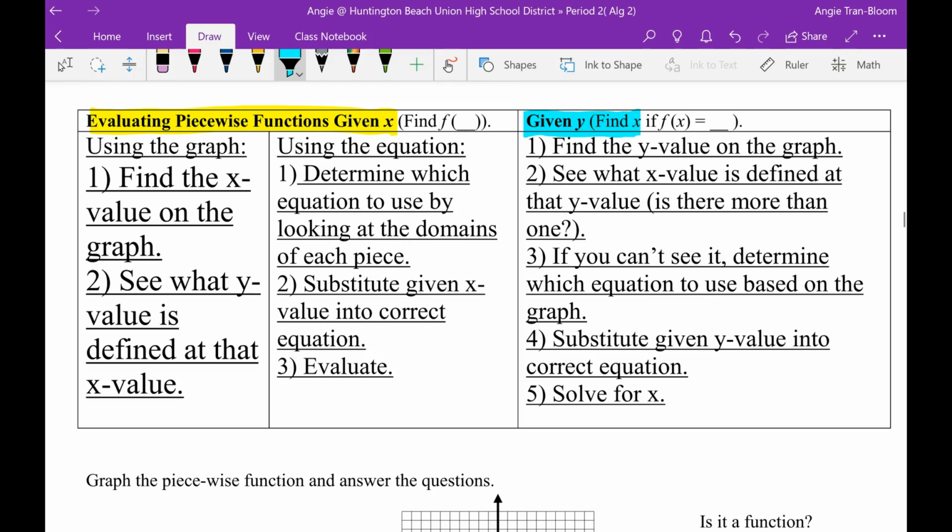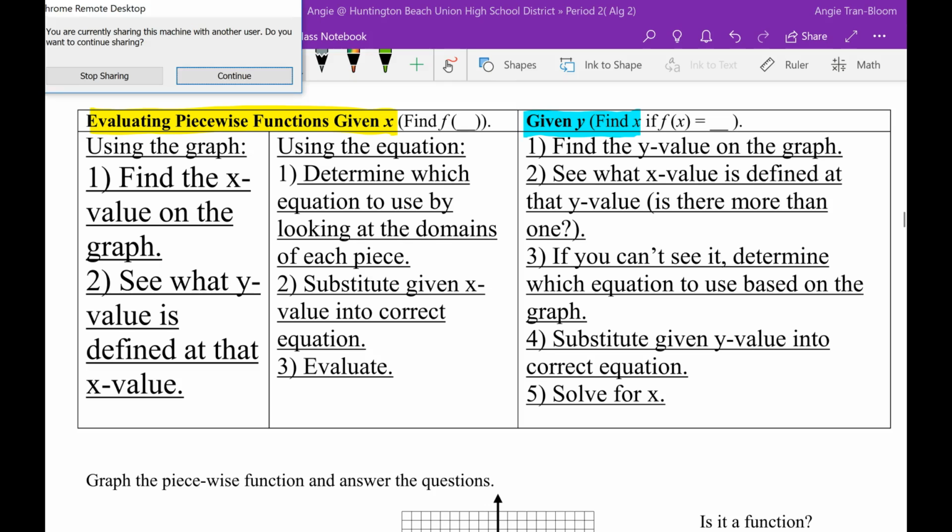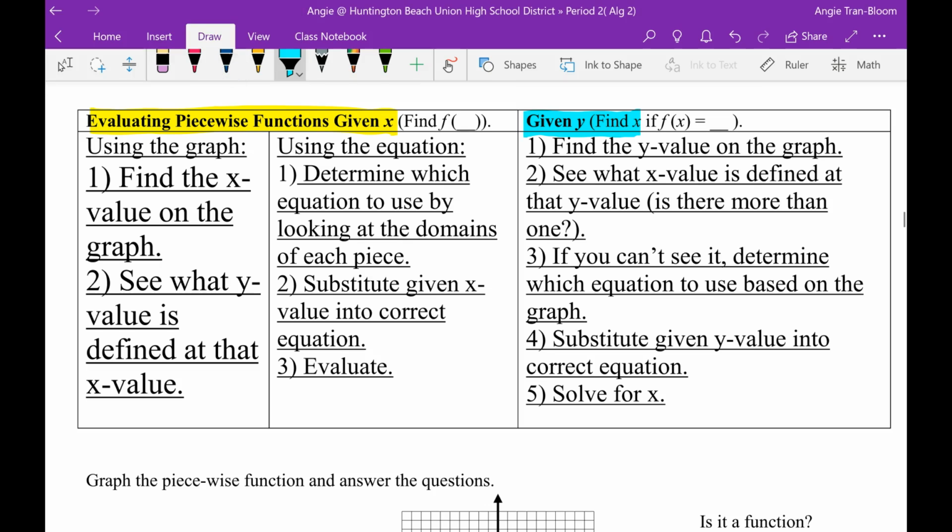Number 2, can you help me, Gemma? Using the equation to find y if x is given. Substitute given x value into correct equation. Good, okay. Then, Hope, can you read 3, please? Evaluate. Guys, evaluate is another word for what? Solve. Find the answer. Okay. So that's if we're looking for y, if x is given. I can also ask you to find x and give you the y value.